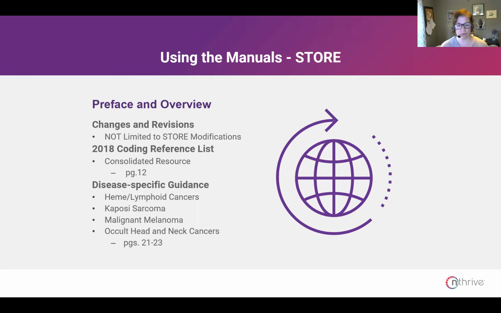We also should be aware of the overview of coding principles section of STOR, which provides specific instructions for coding primary site for the less prevalent diseases of heme lymphoid cancers, Kaposi's sarcoma, melanoma, and occult head and neck cancers, which is that new head and neck chapter. Primary site and multiple primary guidance is given for those less prevalent sites in a place we wouldn't expect. These directions give us an understanding of disease behavior for cancers we don't abstract very often.